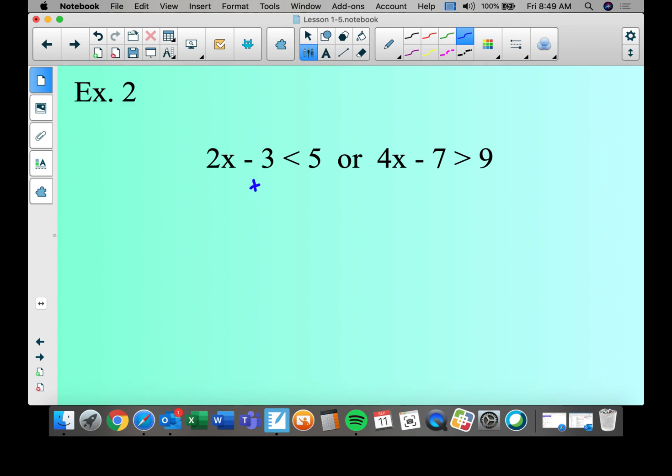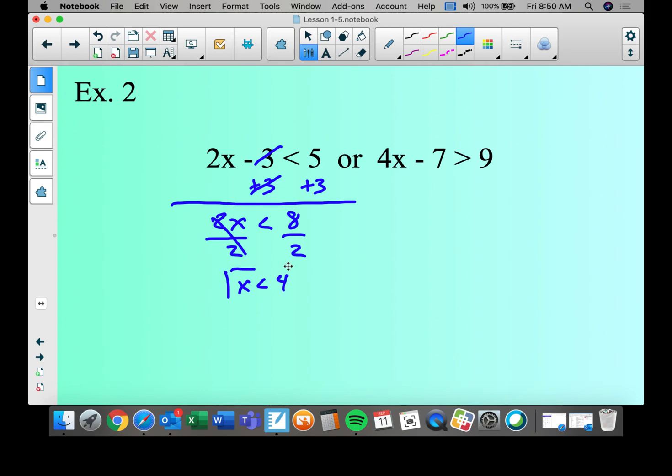So we end up adding 3 here on this part, trying to get x by itself. You get 2x less than 8, and then from there we can divide both sides by 2, and we end up with x less than 4 in this case. No need to change the inequality sign because I didn't divide by a negative.